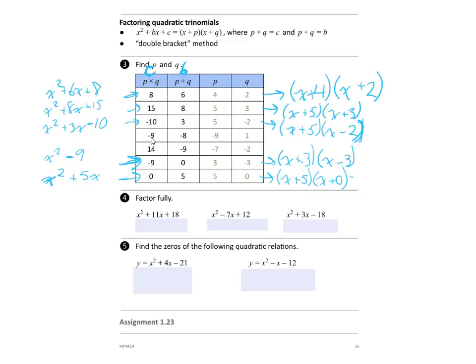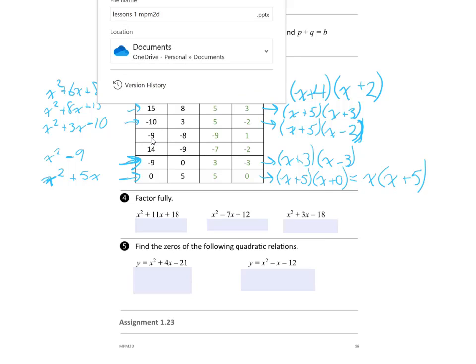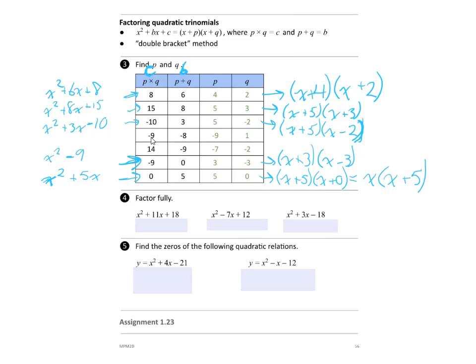However, you don't have to write plus 0, so it just becomes x times, I flipped the order here, and there you go. Now if you expand it out, you should see the original equation, x squared plus 5x. You can always double check your factoring and see if it's correct by expanding.